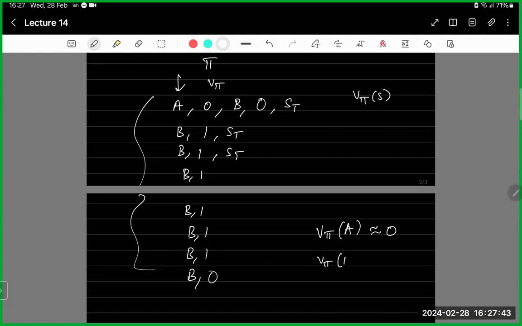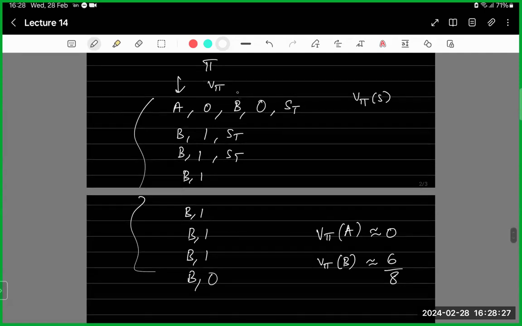So, what will be your prediction for B? You tell me one prediction based on these 8 episodes. You can tell some number, no? Why do you want to give an inequality? Six by eight, right? If you do Monte Carlo first visit, you just look at the first time that state occurs. In this episode, this is the first time that state occurred, so the total return from that state is zero. Here it's 1, 1, 1. So you just take the average of all these things. You get 6 by 8, right?